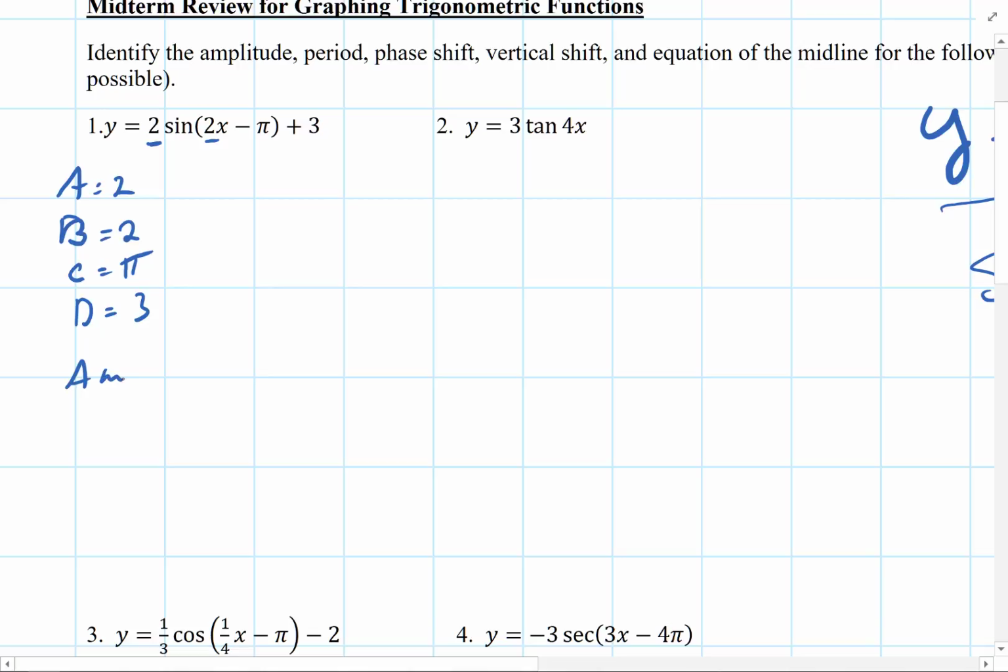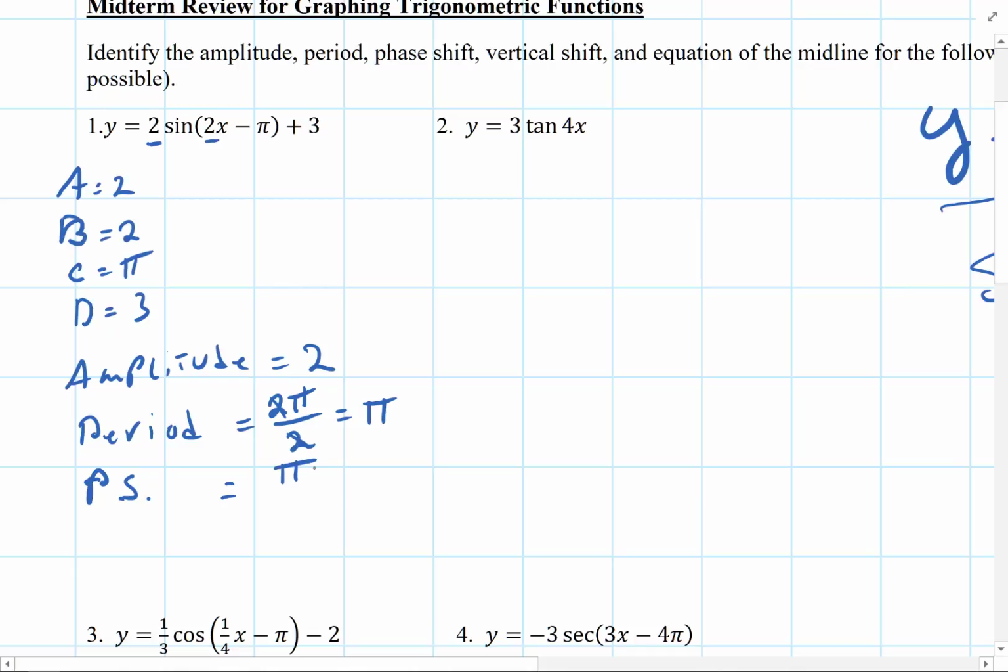So our amplitude equals the absolute value of 2, which is 2. The period equals 2 pi over B. Well, we just said B is 2. Simplifying, the 2's are going to cancel, and we're left with pi. The period equals pi. The phase shift, I'll abbreviate PS, equals C over B. Well, C is pi, B is 2. So the phase shift is pi over 2. And our midline equation, y equals D. Well, D is 3, so y equals 3.